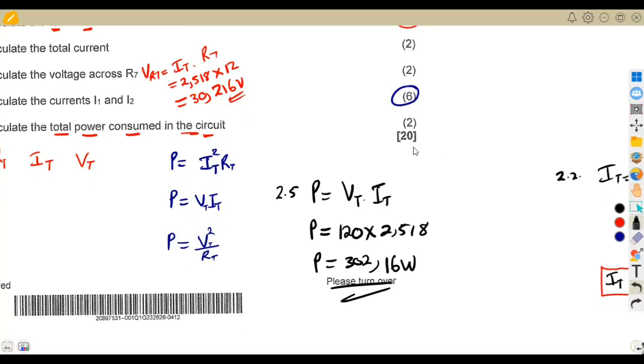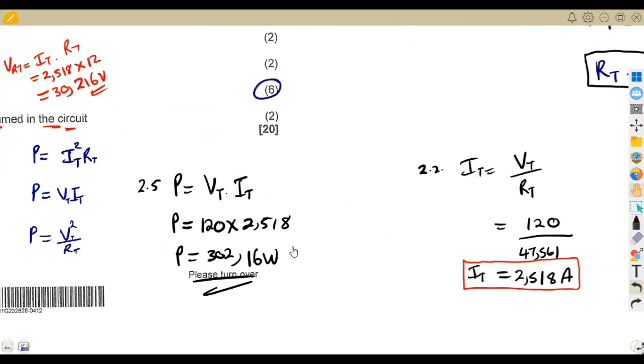You're not going to obtain exactly the same answer like 302.16. Maybe it can be 302, because you are using rounded figures. You were rounding off these values, so you're not going to obtain the exact answer, but you see that the answers are in the same range as the given values that you have from the first one here. So that was it, 20 marks for that.